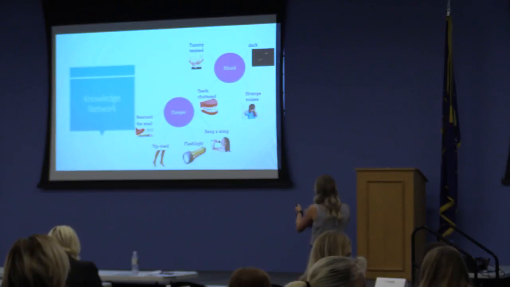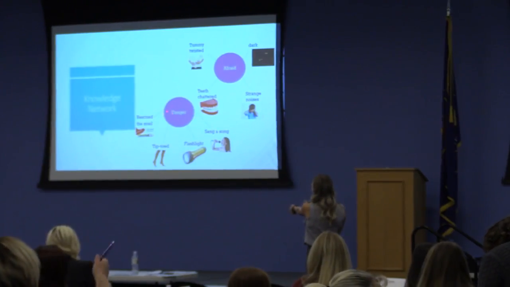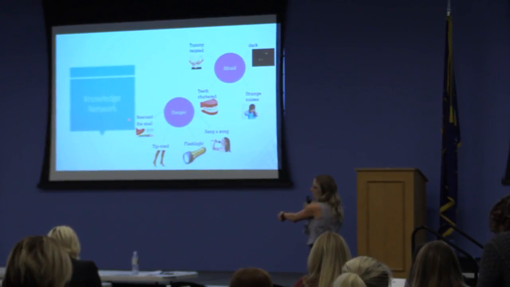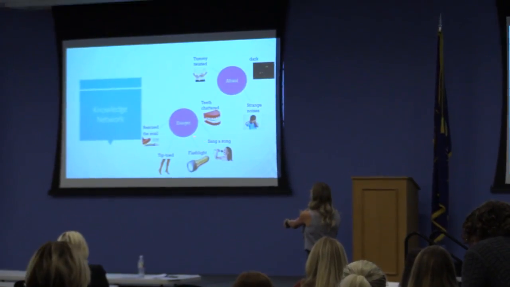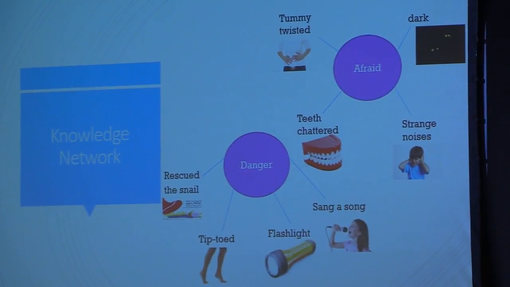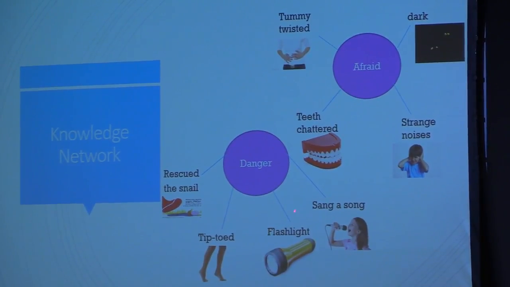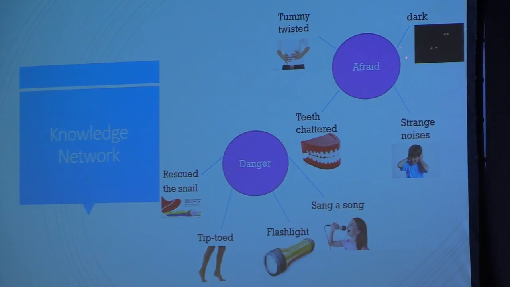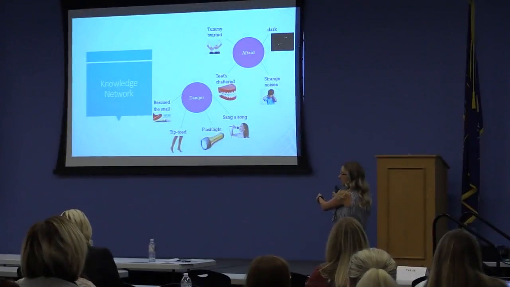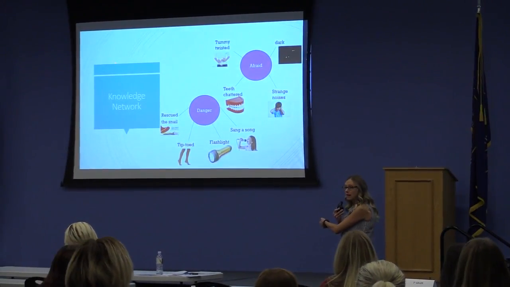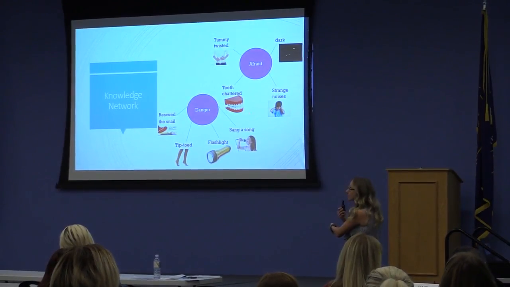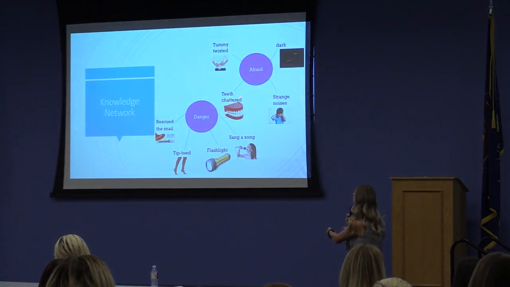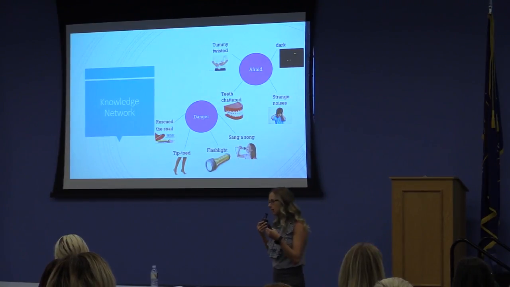But thinking about danger, so in the book, she rescued the snail because the snail was in danger. She sang a song to make her feel a little bit safer. I don't know if any of you did songs do that, but she had a flashlight because she was trying to shine it on the things that might have been scary and might have made her think she was in danger, and she tiptoed. Afraid, she was, sounds like it could have been, tummy was twisted, that she was feeling afraid. Afraid of the dark, a lot of kids are afraid of the dark. Strange noises kind of frightened her. And then teeth chattering was, she was afraid.